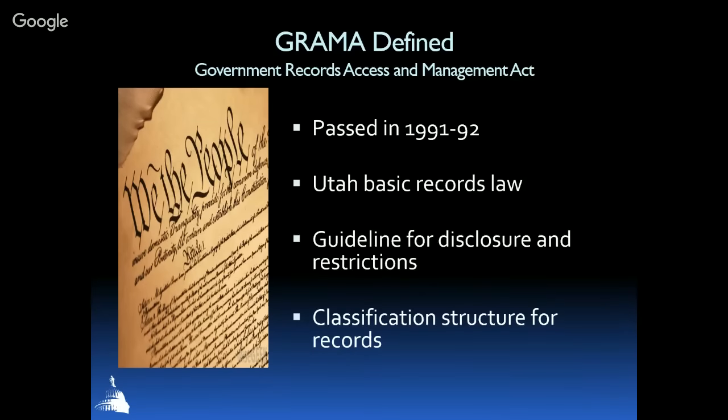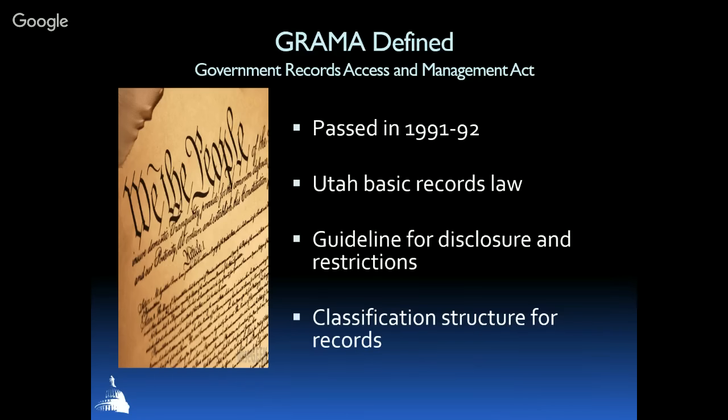Before we officially begin reviewing the certification material, let's take a moment and define GRAMA. GRAMA is the Government Records Access and Management Act. It was passed in 1992. It's a very comprehensive law for government records in Utah. It is Utah's basic records law, and it applies to the records of both state and local governments in the same way that the Freedom of Information Act, commonly known as FOIA, applies to the records of the federal government. In fact, in many ways, GRAMA is parallel to FOIA.